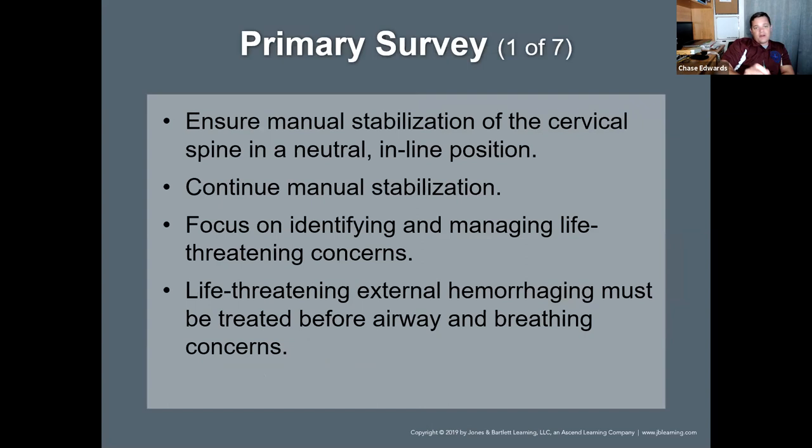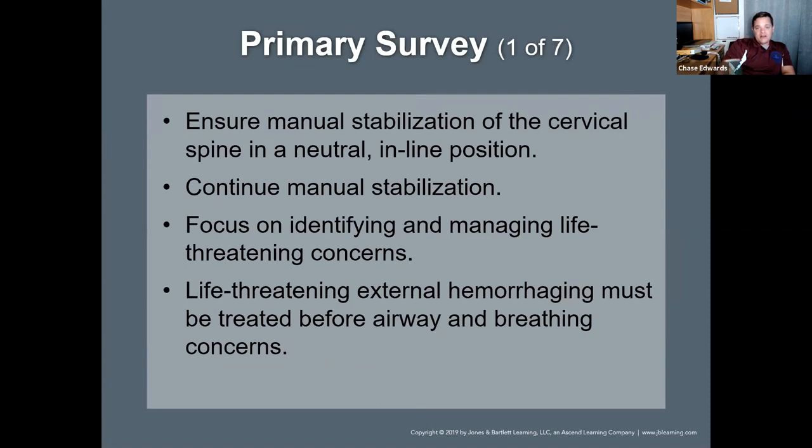So in your primary survey, you want to ensure that your manual stabilization of the cervical spine is in a neutral inline position. Identify the level of consciousness, conduct your primary survey. Avoid moving the neck unnecessarily. Apply a C-collar. Continue manual stabilization until you can determine spinal immobilization is not indicated.